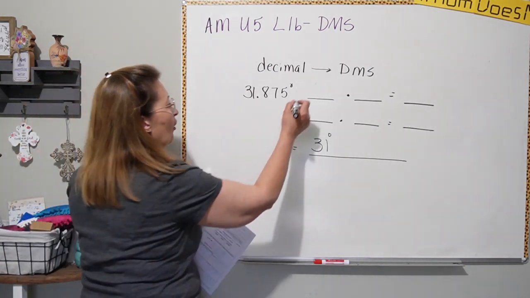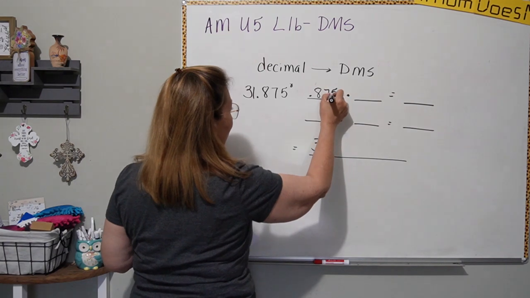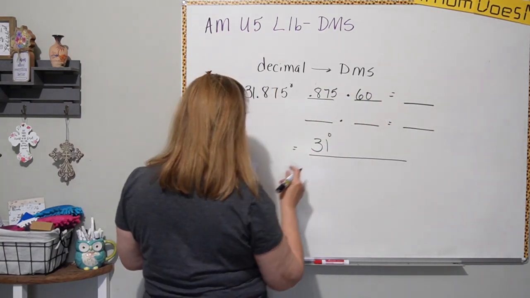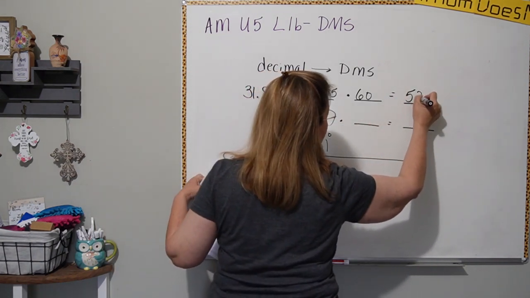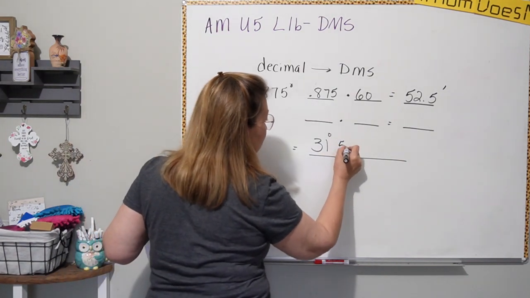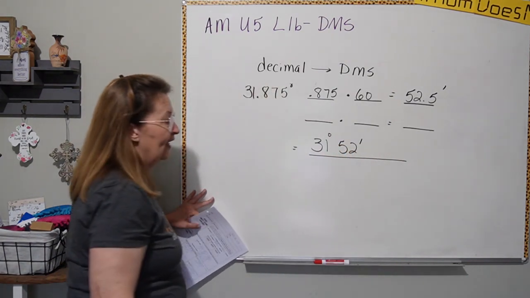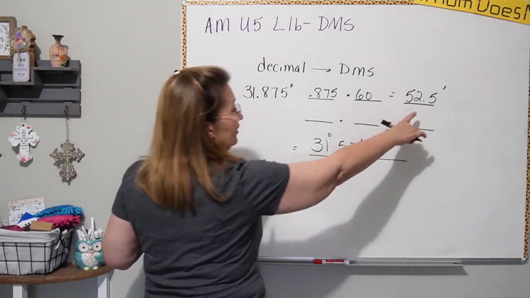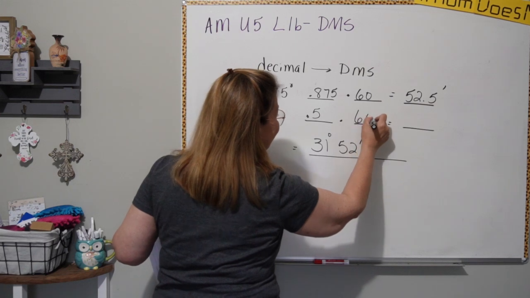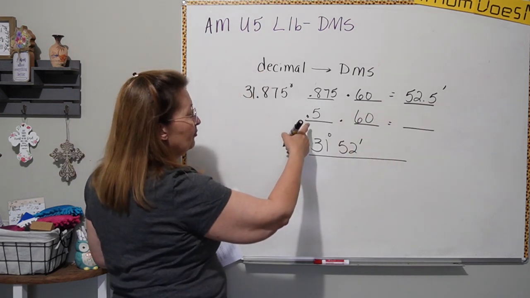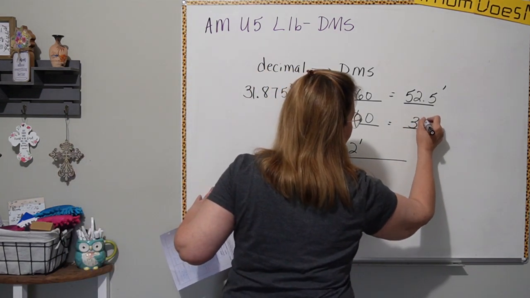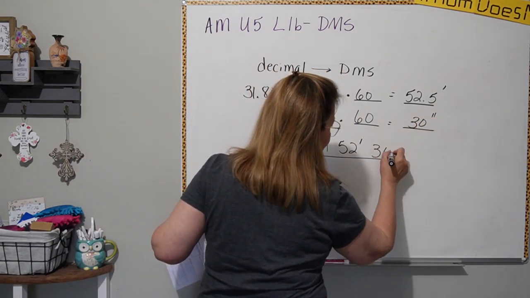So first we're going to take the whole decimal part, 875, and we're going to multiply that by how many minutes are in a degree, and that's 60. That's going to give you 52.5 minutes, okay? And we're going to just use the whole number part of that. That becomes your minutes. Now, we're going to take what's left over, the rest of the decimal, and multiply it by 60 again, because that's a part of a minute. Now we want to change it to seconds. So when we multiply that, we're going to get 30, and that's seconds.